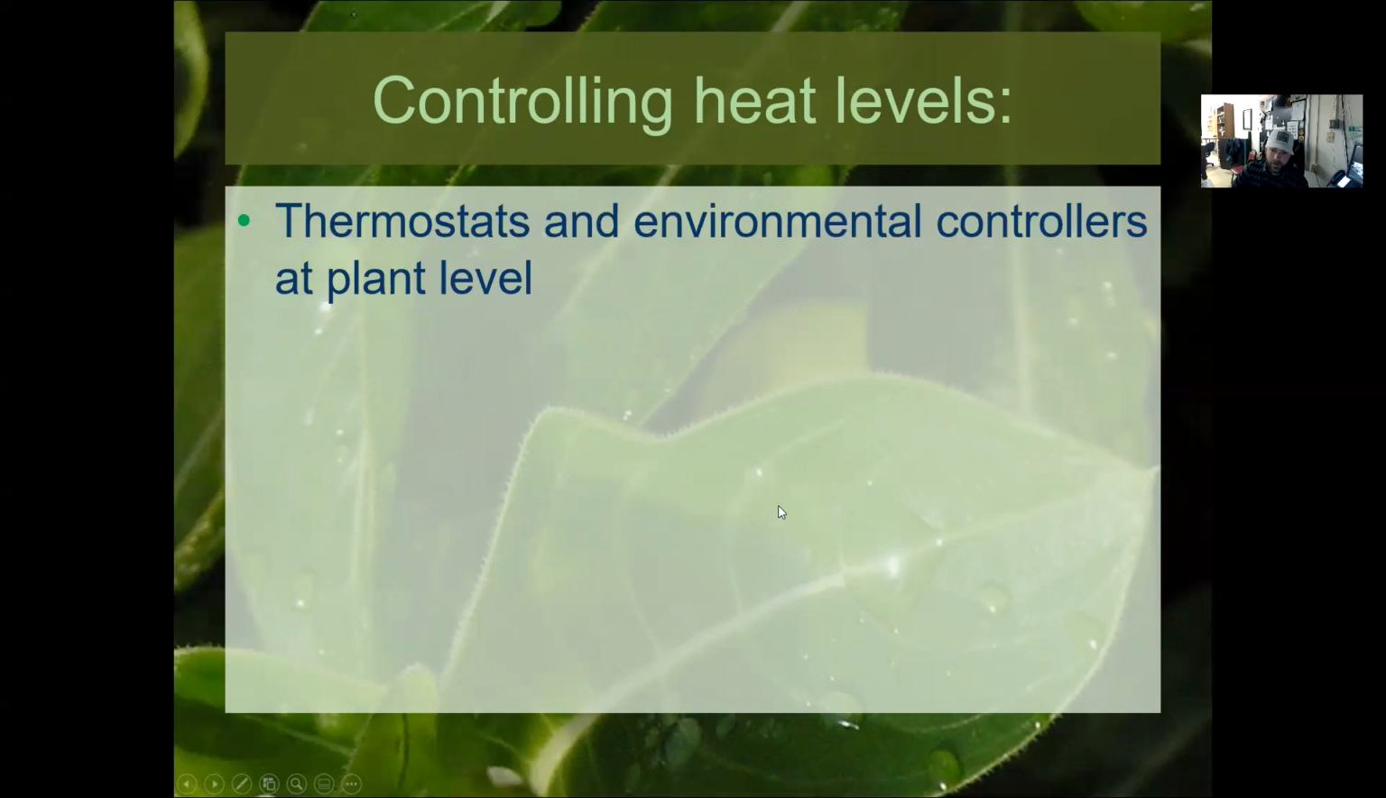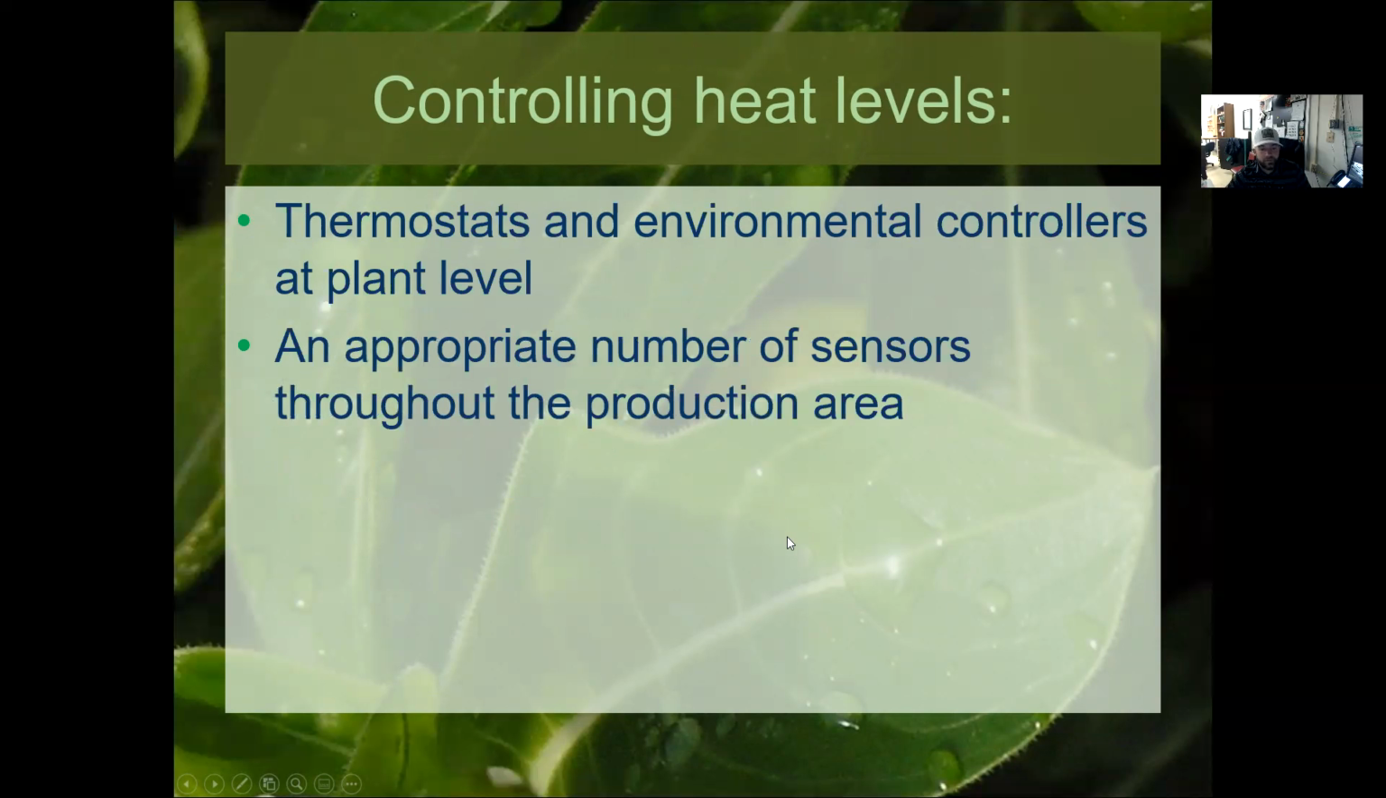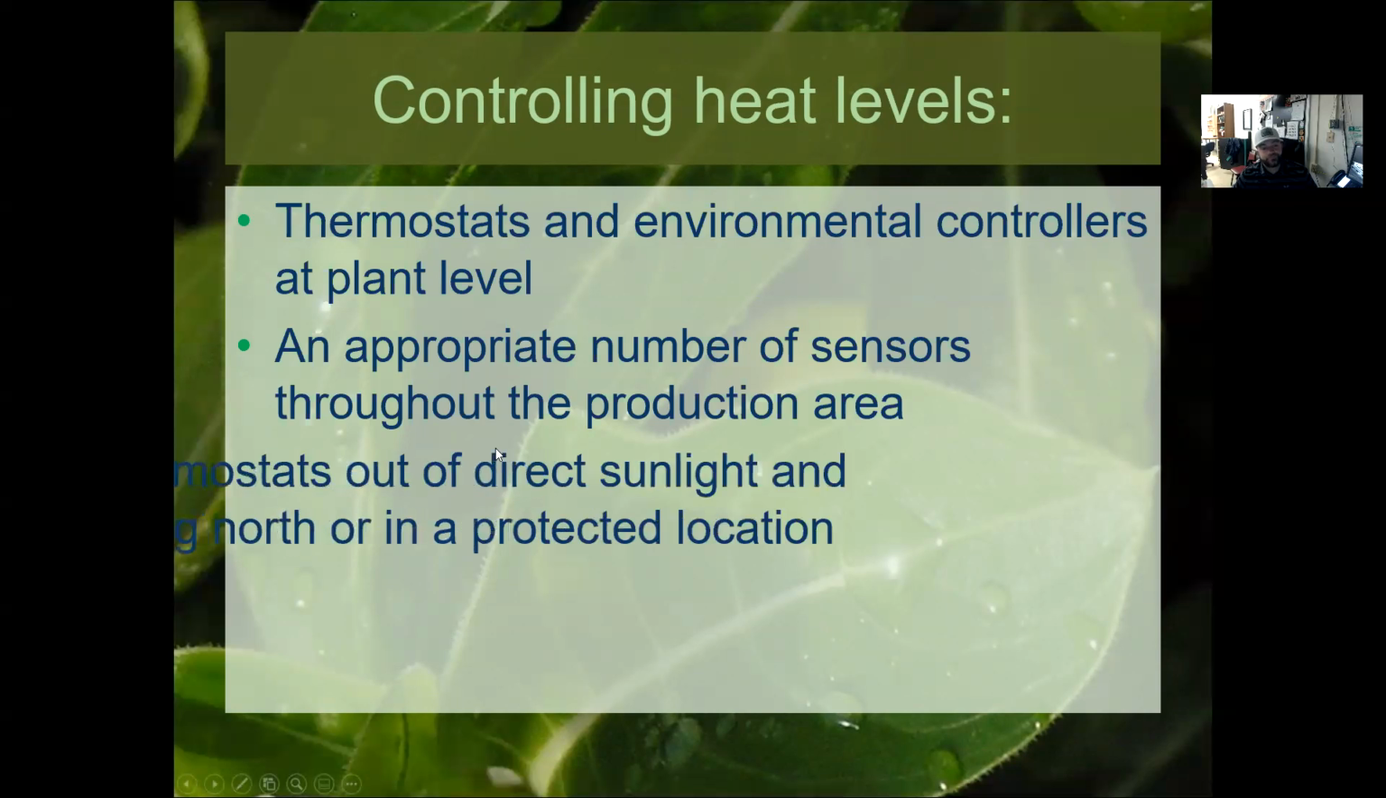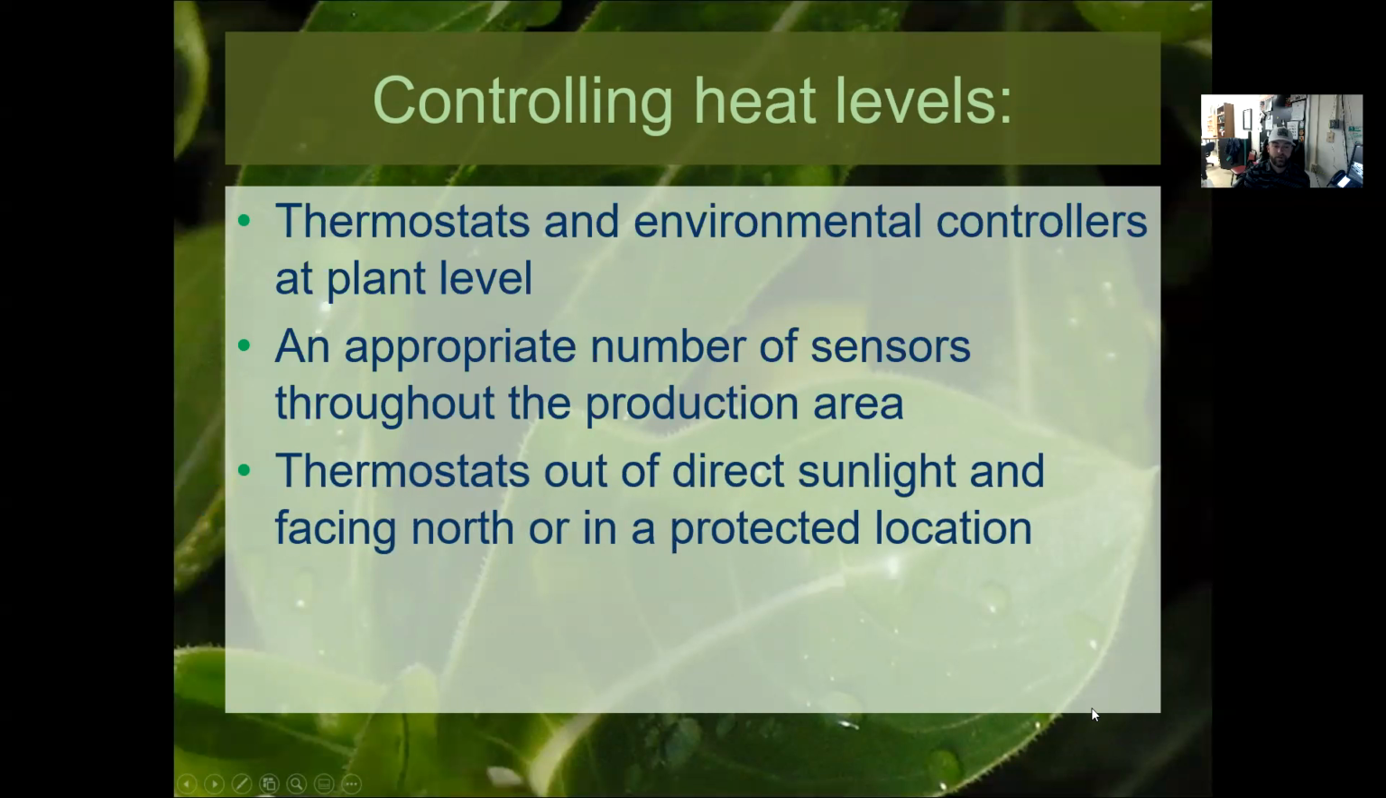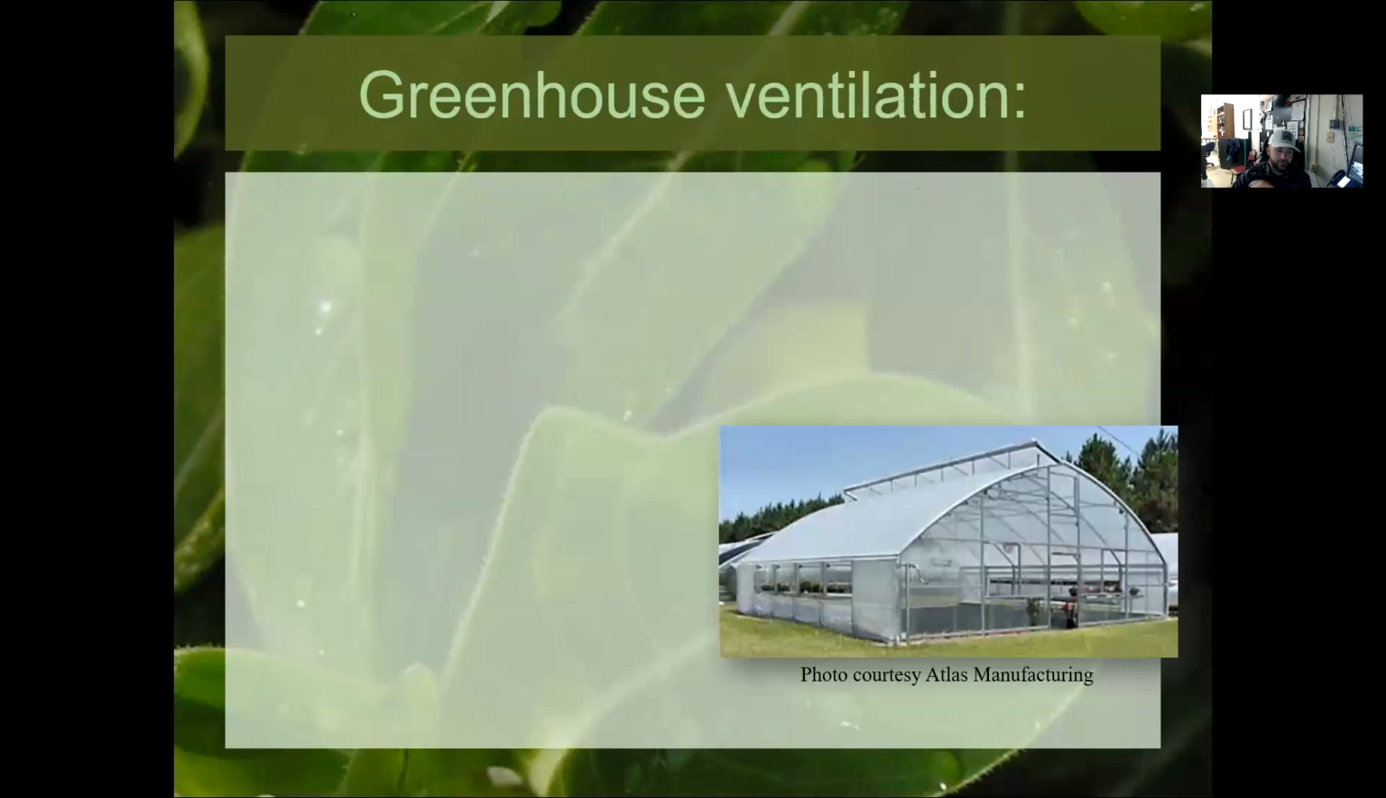So, controlling heat levels. Thermostats are used in the greenhouse, along with other environmental controls, and an appropriate number of sensors throughout the production area. You want to make sure that you're getting an even heat throughout your greenhouse. Those will let you know if there are any issues and where the greenhouse needs to be properly heated. Thermostats should be out of direct sunlight and facing north, or in a protected location.